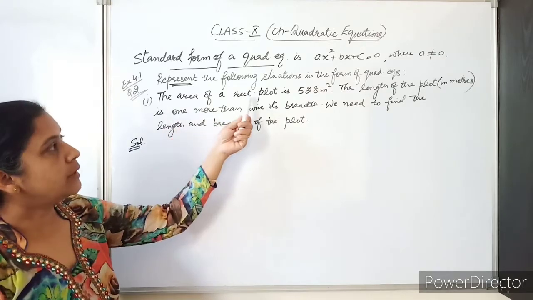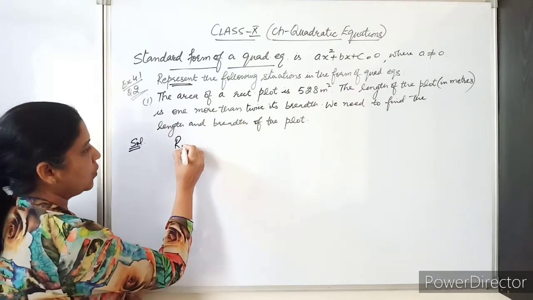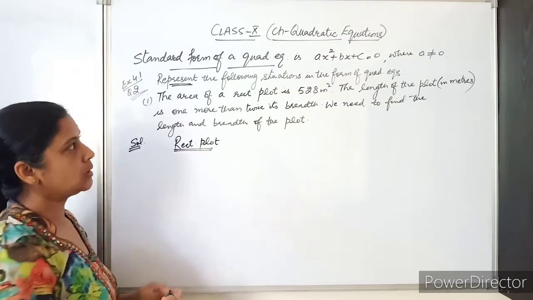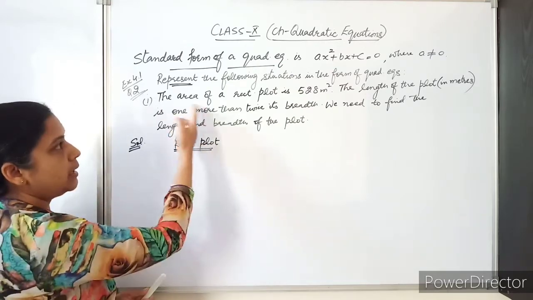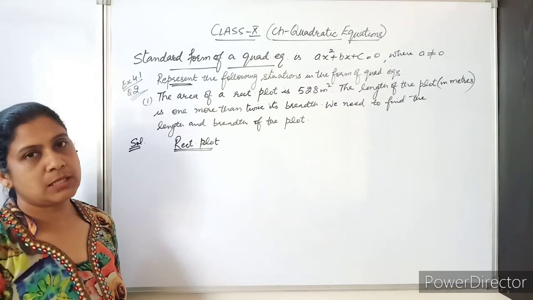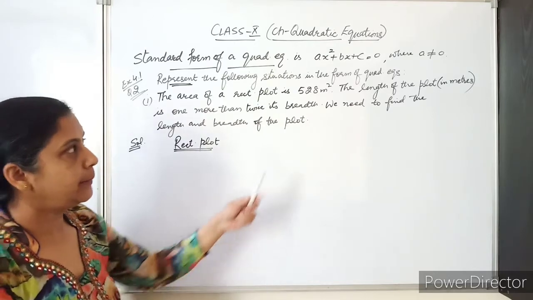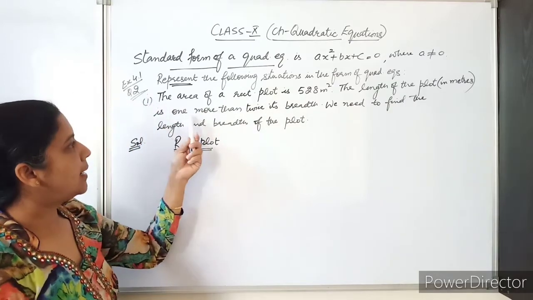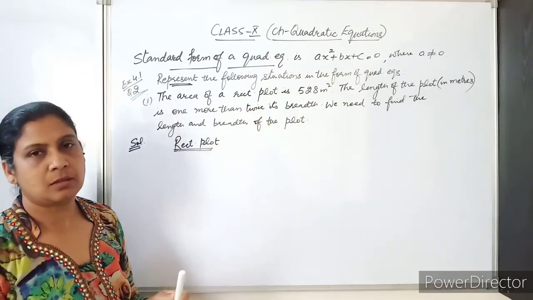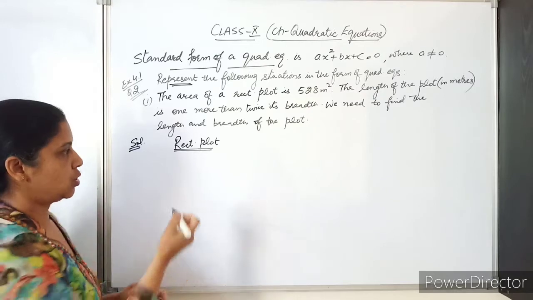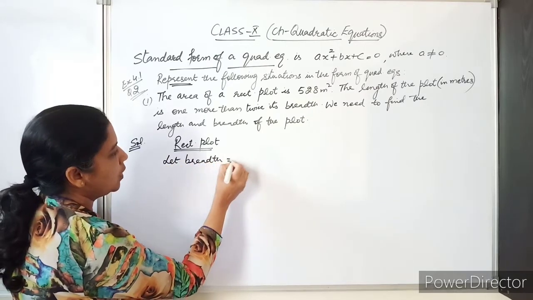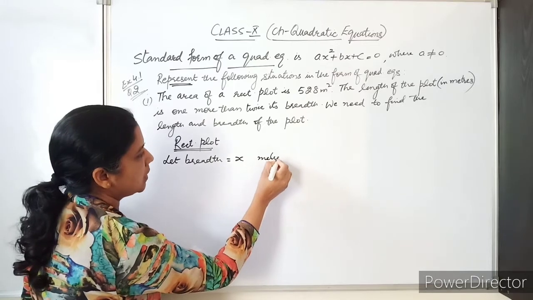The area of a rectangular plot. So first of all, I'm going to give a heading, rectangular plot. I once again read it. The area of a rectangular plot is 528 square meters. Okay, fine. The length of the plot in meters is 1 more than twice its breadth. This line will give me my supposition. Let breadth is equal to x meters.